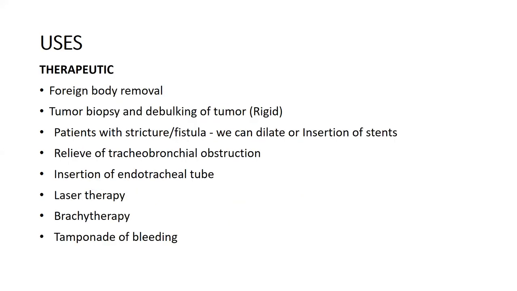The therapeutic uses of flexible bronchoscopy: it helps to remove foreign bodies which cause airway obstruction, and it also helps to remove tumors, take tumor biopsies, and debulk tumors in case of malignancy. This can also be done with rigid bronchoscopy. We can dilate or insert stents in patients with stricture or fistula, and it helps to relieve tracheobronchial obstruction and allows insertion of an endotracheal tube. Laser therapy and brachytherapy are also useful, as is tamponade of bleeding.